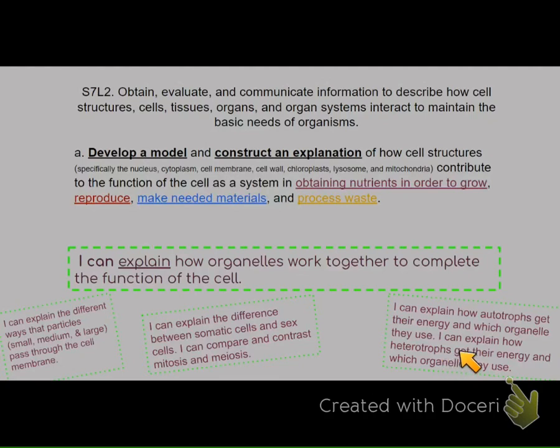Who remembers the process that autotrophs go through to get their energy? You can just say it. Photosynthesis. It is photosynthesis. And what about heterotrophs? What process do they go through? Do y'all know?